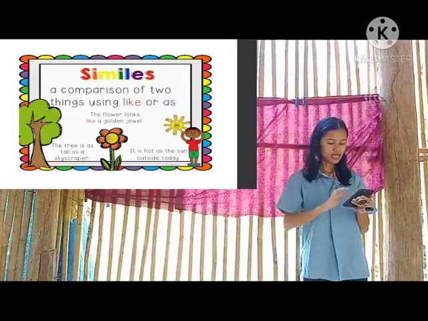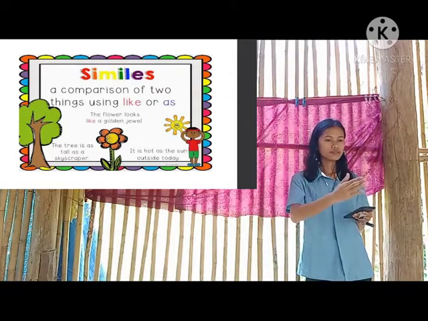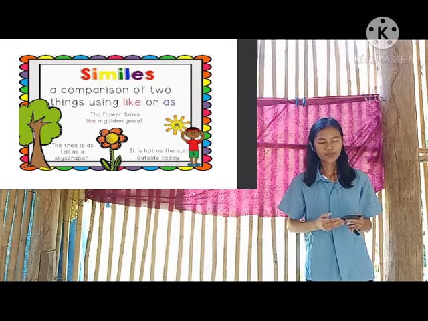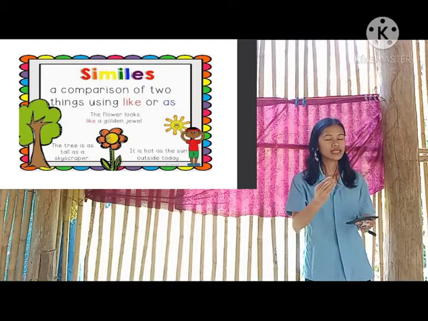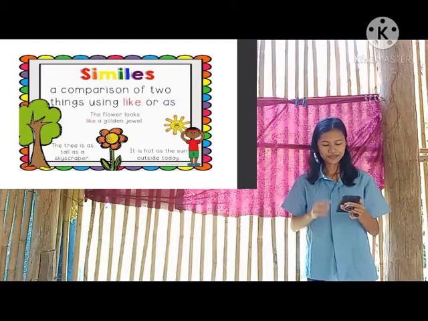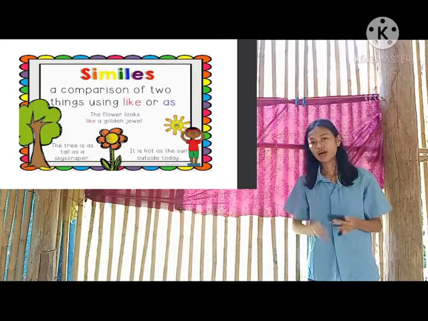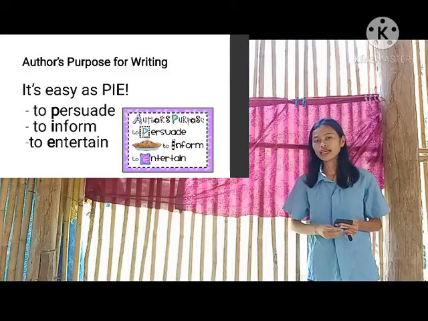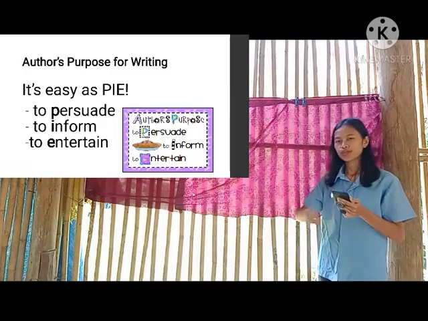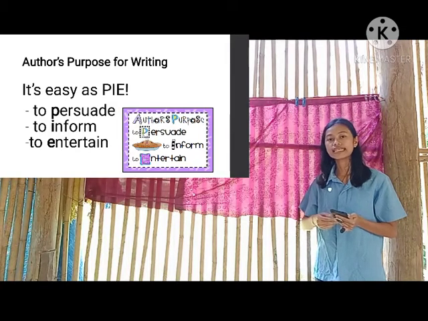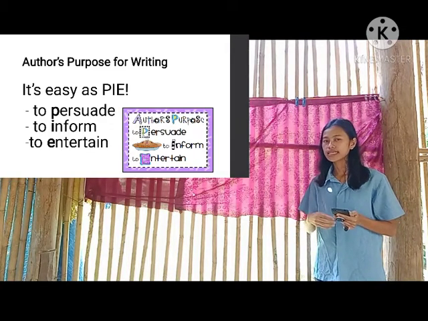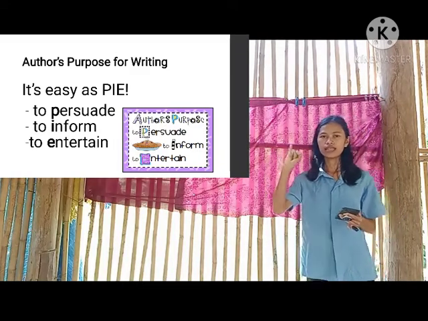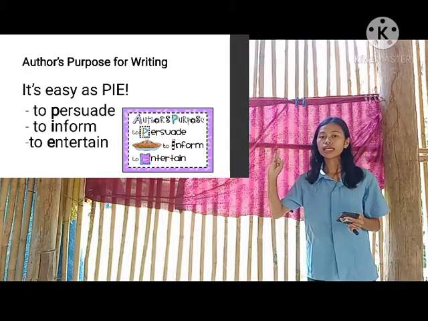Okay? Now, I want Melody to please differentiate similes and metaphor. Okay, that is a very good explanation, Melody. That is correct, class. So now, we will proceed to the common purposes for writing. So it says in the slide that common purposes for writing is as easy as pie. So why as easy as pie? So first, for the letter P, we have to persuade. For the letter I, we have the word to inform.